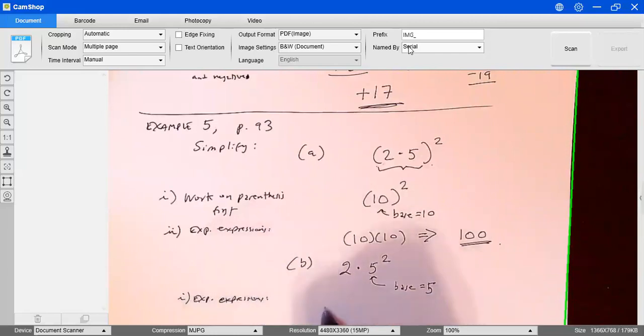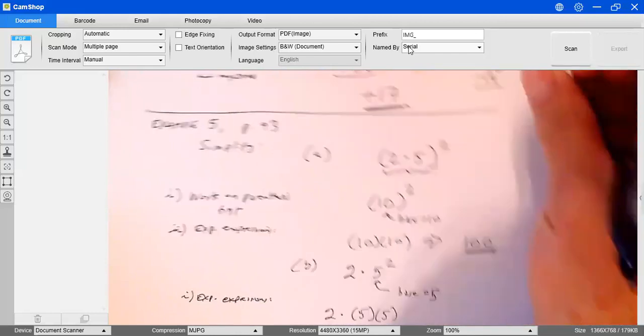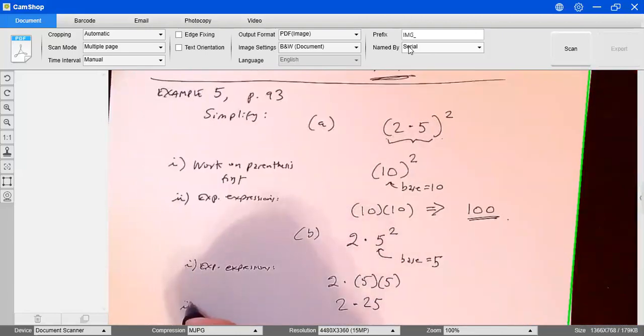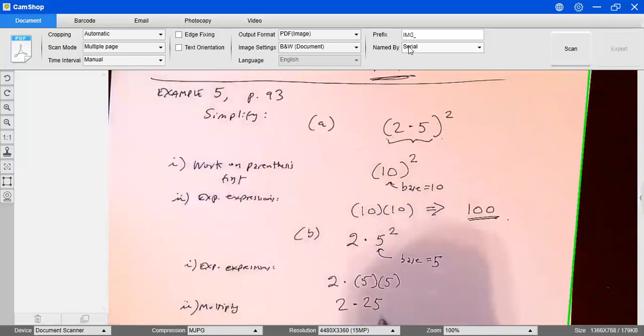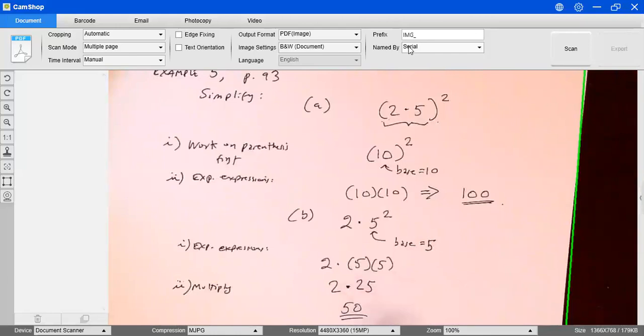So in this case, we have 2 times something. That something is 5. That multiplies itself 2 times because the exponent is 2. So this is going to be 2 times, and 5 times 5 is 25. Finally, we end with multiplication. In this case, we're going to multiply from left to right, and the only thing that we have is 2 times 25, which is going to be 50. So the final answer for example 5, part B, is 50.